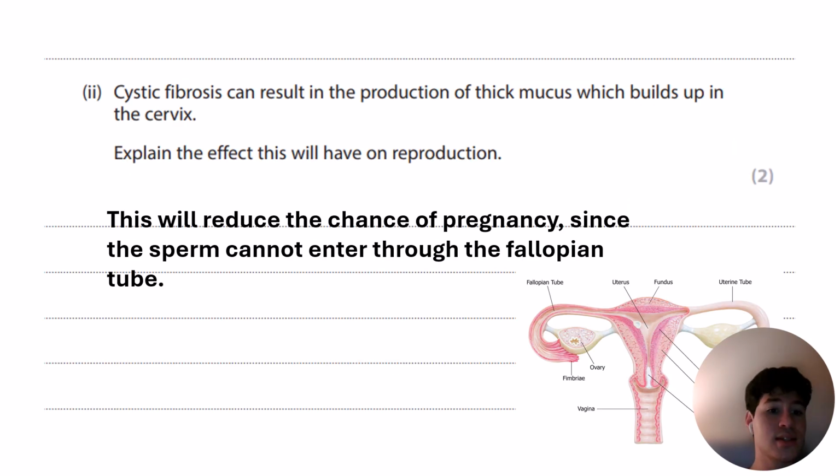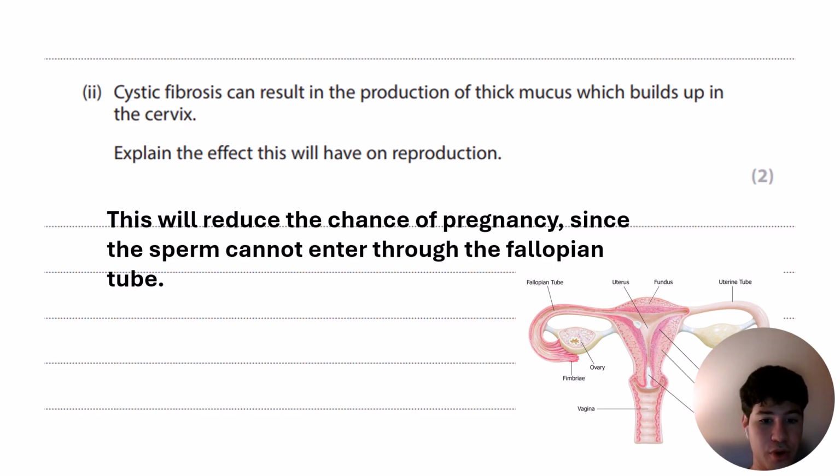Cystic fibrosis can result in the production of thick mucus, which builds up in the cervix. Explain the effects that will have on reproduction. So this will obviously reduce the chance of pregnancy. That's 1 mark over there. Now we will explain further. The sperm cannot enter through the fallopian tube.